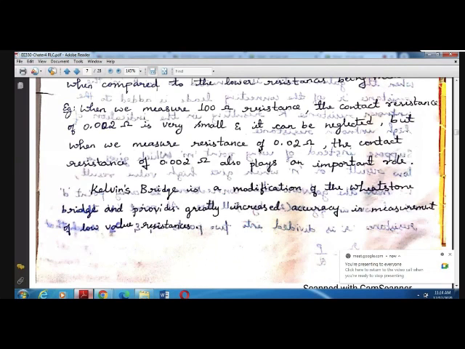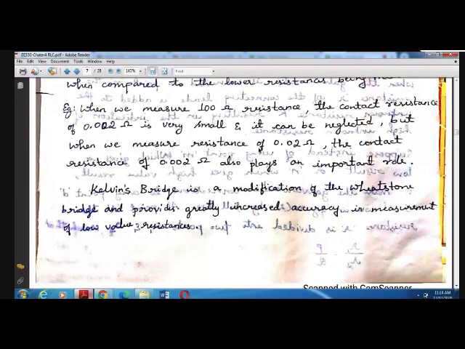Yes, ma'am. Okay, Kelvin's bridge is nothing but the modification of the Wheatstone bridge. We are going to study Kelvin's bridge now, but the derivation part you have to study for Kelvin's double bridge. That is different from this Kelvin's bridge. But before going to the Kelvin's double bridge, you should know how the Kelvin's bridge will operate first.